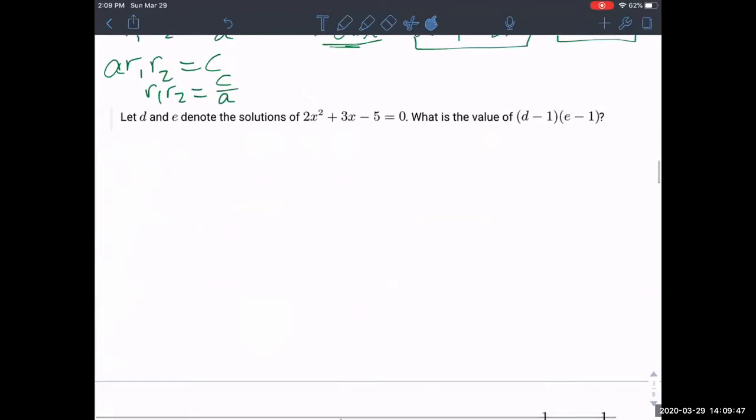So first one, let d and e denote the solutions of 2x squared plus 3x minus 5 is equal to 0. What's the value of (d minus 1) times (e minus 1)? There are a couple ways to do this, so you can go ham. But if you want to find it with Vieta's, that's probably a good idea, so you can practice. I'll give you guys a couple minutes on that.